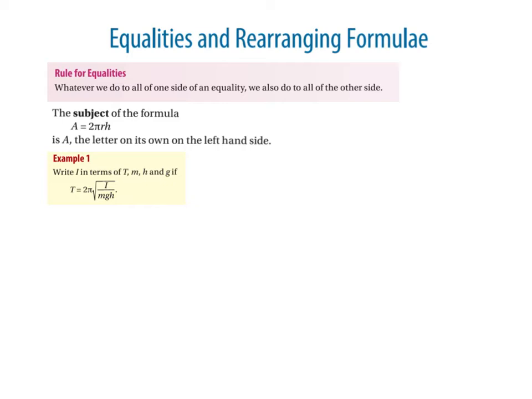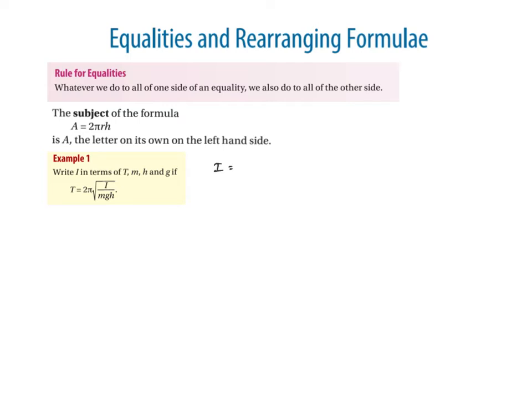So let's talk a bit of jargon. The subject of the formula A equals 2 pi RH is A, the letter on its own on the left hand side. If we're asked to make something the subject, that means we want that to be equal to something else. So let's have a look at this example. It says write I in terms of T, M, H and G. That means we want I is equal to an answer.